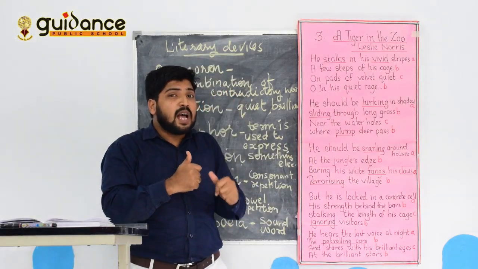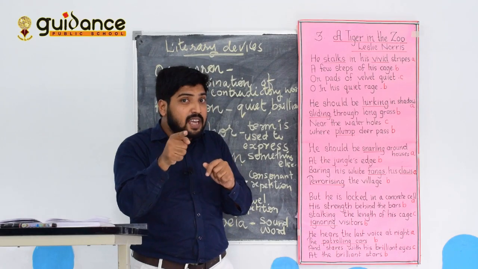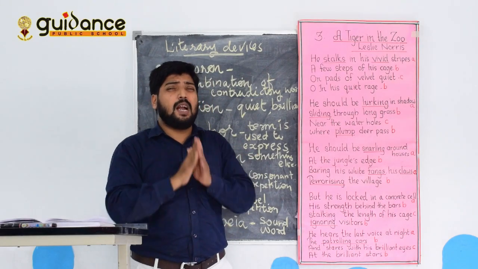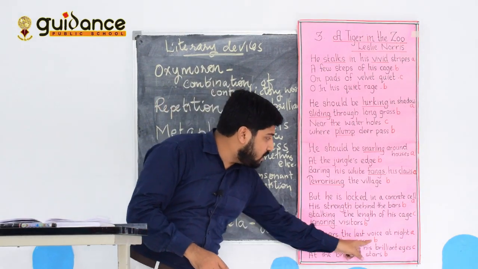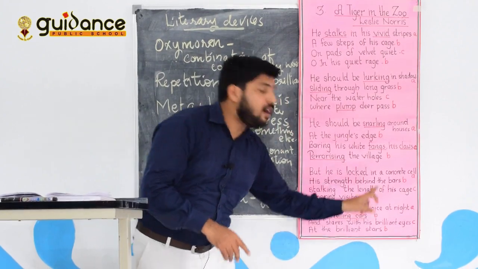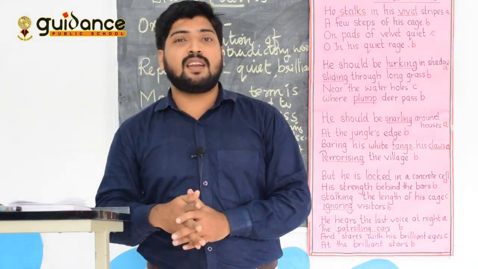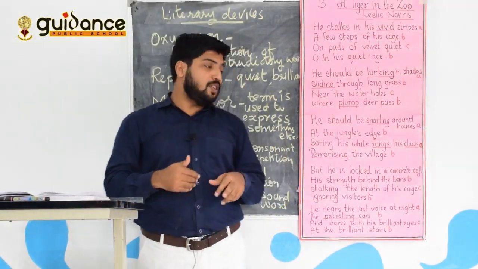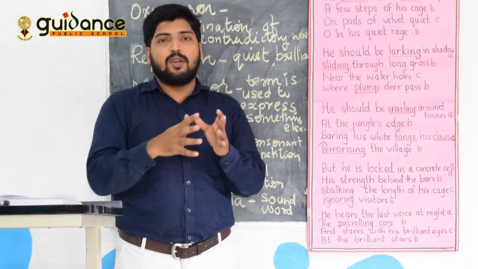Now the tiger is in the cell. Okay, is in the cage. So, devoid of freedom, he is helpless. He can't do anything. Okay. Who hears the last voice at night? The patrolling cars. What is the sound that the tiger hears at night in the zoo? What is that? Patrolling cars. You know what patrolling cars are?